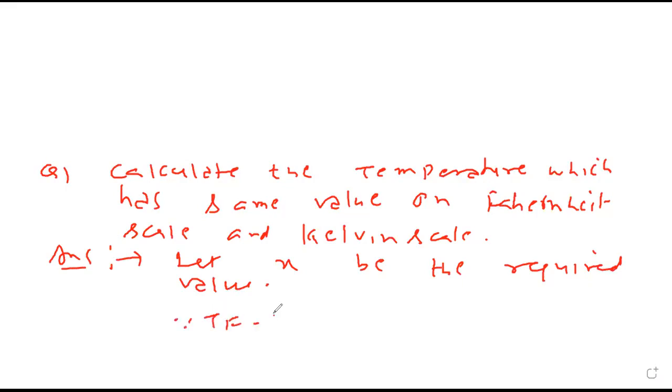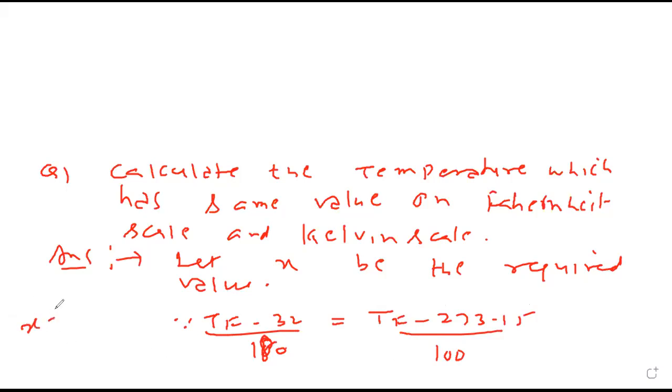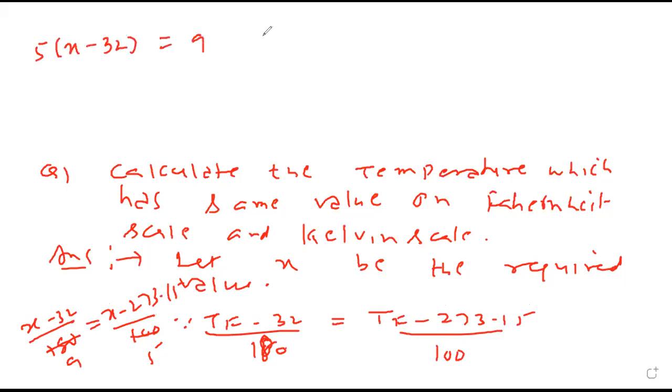Since TF minus 32 upon 180 is equal to T Kelvin minus 273.15 upon 100. So therefore X minus 32 upon 180 is X minus 273.15 upon 100. 20 into 9, 20 into 5. So this will be 5 times X minus 32 is 9 times X minus 273.15. Please come till this.